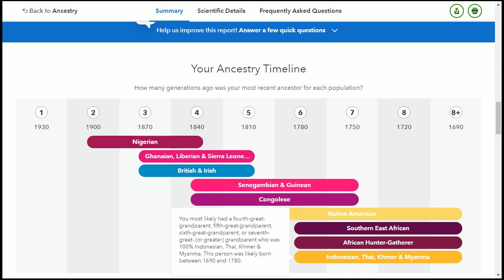When it shows up on other sites, like I said, I'll show up in China, but with Ancestry, when I mix it with other websites, I showed up with that. And it says you most likely had at those grandparents 100% Indonesian, Thai, Khmer, Myanmar. This person was likely born 1690 to 1780. My question is how and where?